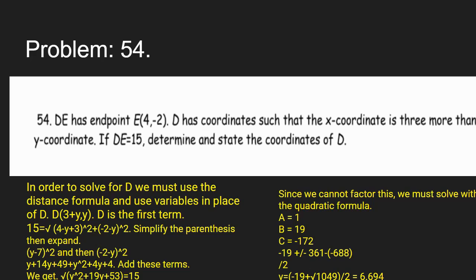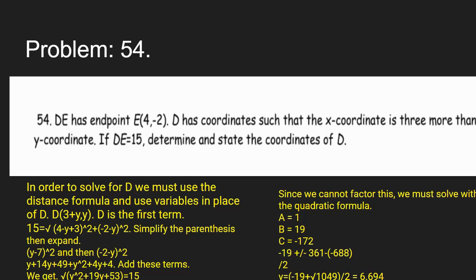After that, we get that huge equation, and then we just have to combine like terms. We get the square root of y squared plus 19y plus 53 equals 15. Now the best way to do this is to get rid of that square root by squaring both sides. That leaves us with y squared plus 19y plus 53 is equal to 225. Now we just have to subtract 225 in order to have it set to 0, and then we get y squared plus 19y minus 172 is equal to 0.